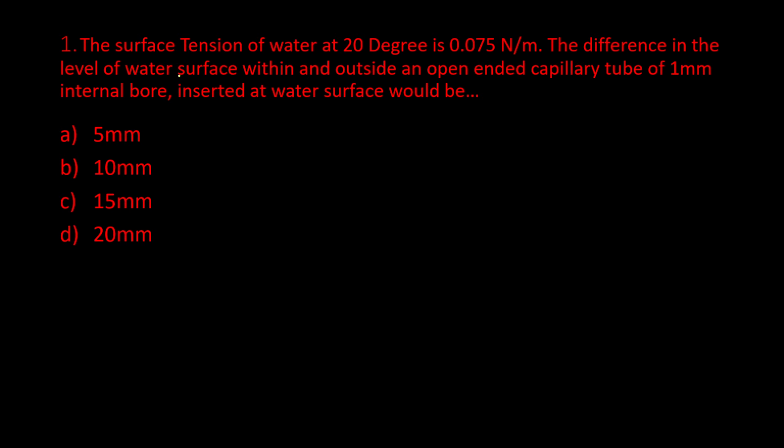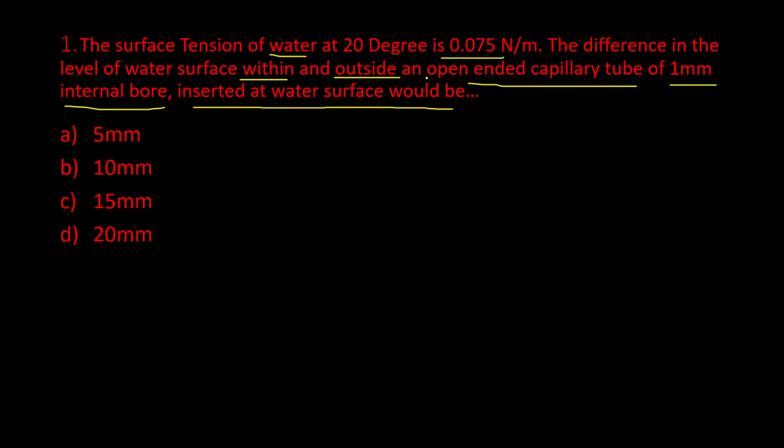So the question says surface tension of water at 20 degrees is 0.075 Newton per meter. The difference in level of water surface within and outside of open-ended capillary tube of 1 mm internal bore inserted at water surface would be. So here surface tension value is given, but nothing is given whether this 1 mm is diameter of this bore or is it radius of bore.